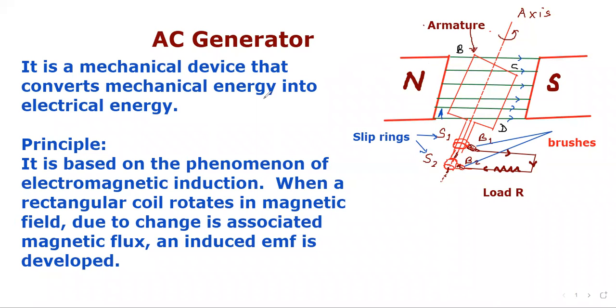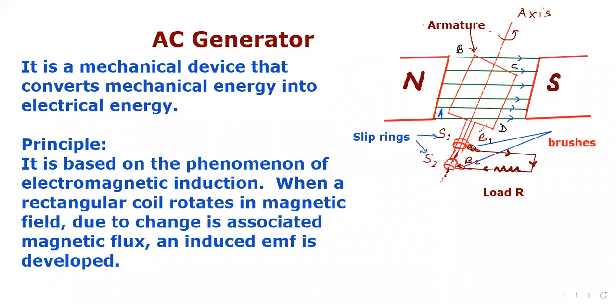AC generator. It is a mechanical device that converts mechanical energy into electrical energy. Here, this is the north and south pole of the magnet. These lines show that a uniform field is there, which is directed from north to south. This is the armature coil, which rotates.